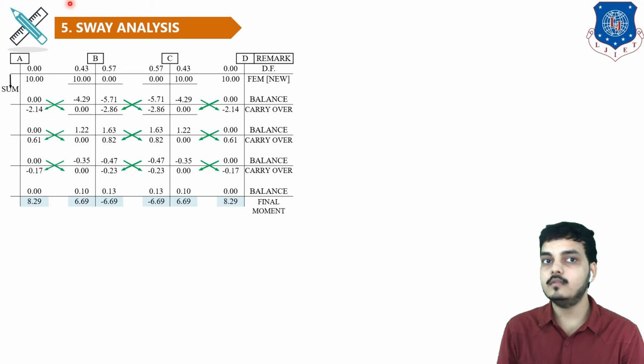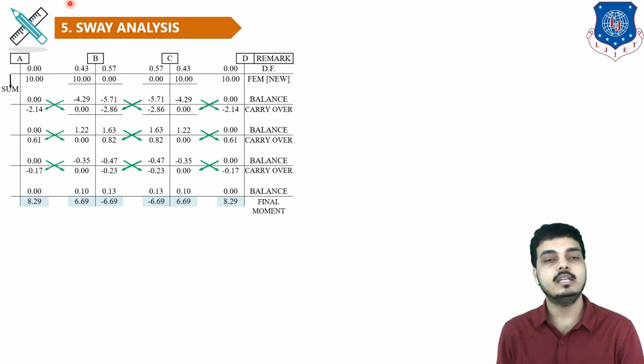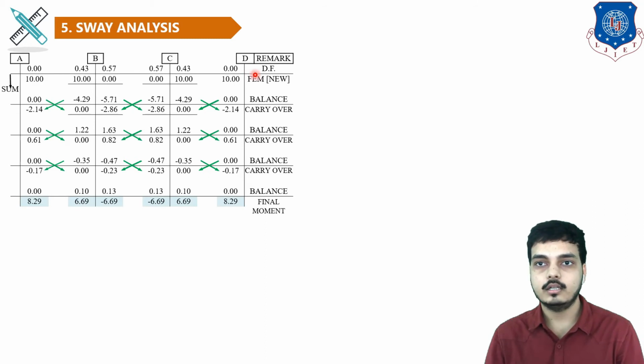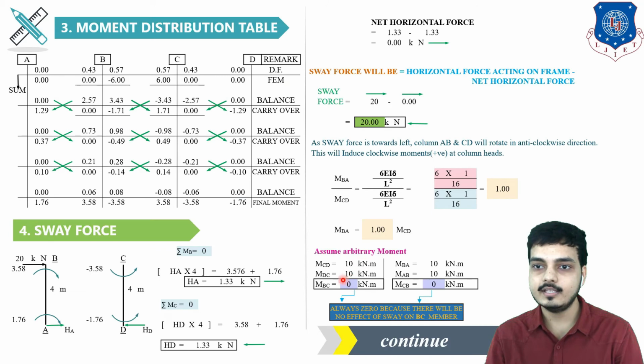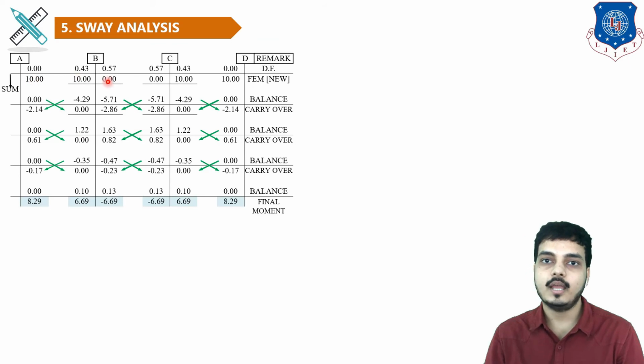In the previous MDM table we used FEM, but here we have to use an arbitrary assumed moment. Look, the DF I have placed as it is, but in place of FEM I have written the new moments which I have assumed: MAB 10, MBA 10. MBC and MCB are beam members, so we are keeping them as 0. Then MCD and MDC will be 10, 10. So these are my new FEM.